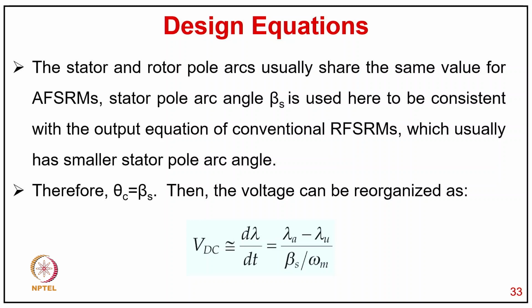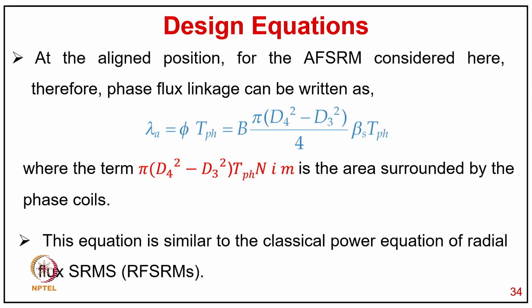Thus the voltage can be recognized as Vd equal to dλ/dt, equal to (λa minus λu) divided by βs upon ωm. And at the aligned position for the axial flux reluctance motor considered here, the phase flux linkage can be written as λa equal to φ Tph equal to B into π(D4² minus D3²)/4 into βs into Tph, where the term π(D4² minus D3²) into Tph and Im is the area surrounded by the phase coil.